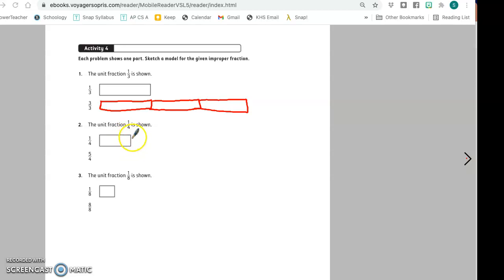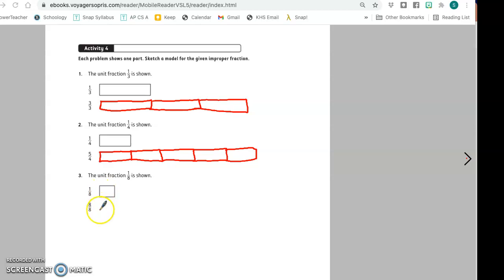Here I have 1/4, and I need to show 5/4. So here's 1/4, and I need 5 of them, right? So there's 2, 3, 4, and then 5. That would be 5/4.